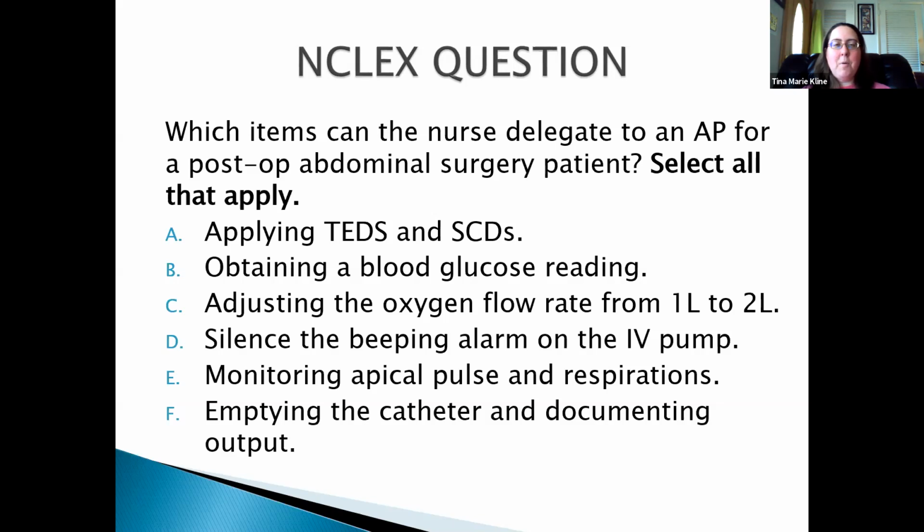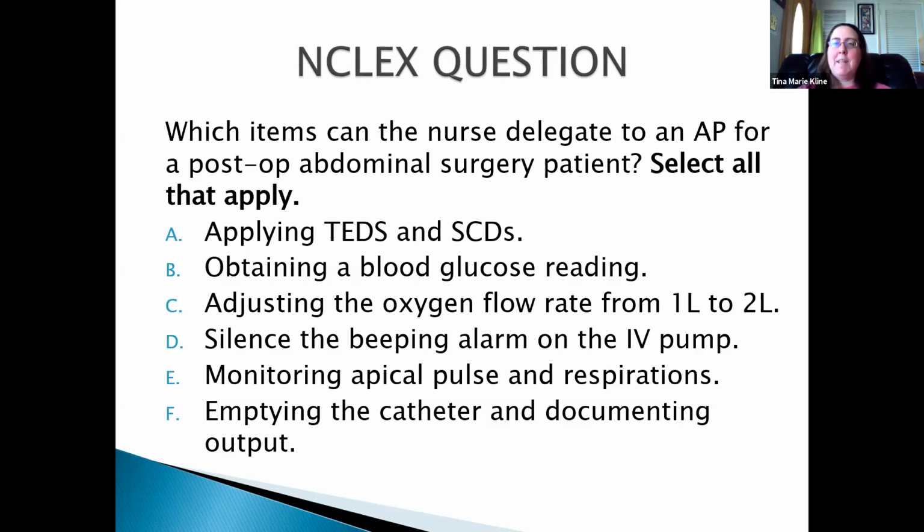And then we'll go through each of the options and we'll talk through this. What can your AP do? Okay. And just as a side note, it's important to understand as the RN, what can you delegate to your AP? What would be appropriate to delegate to your LPN? Because in the RN role, we're going to delegate to both.